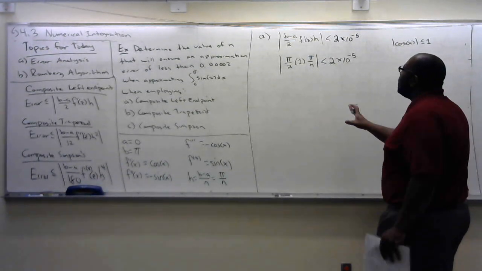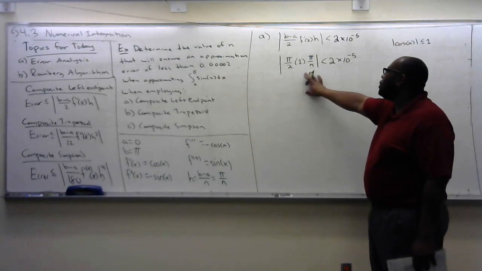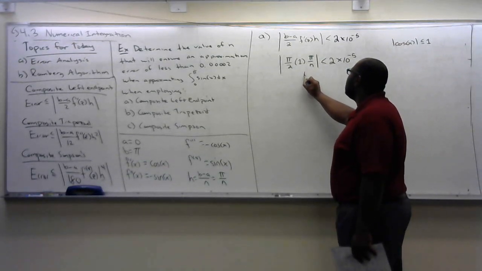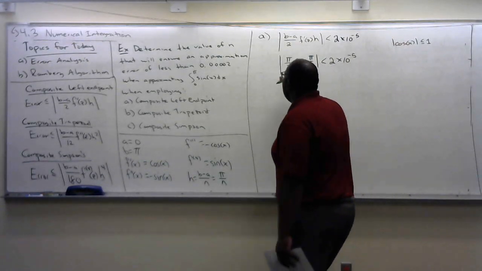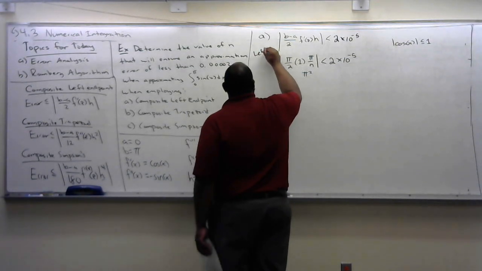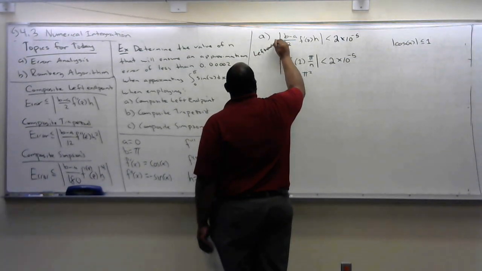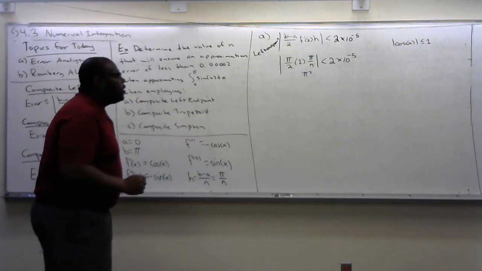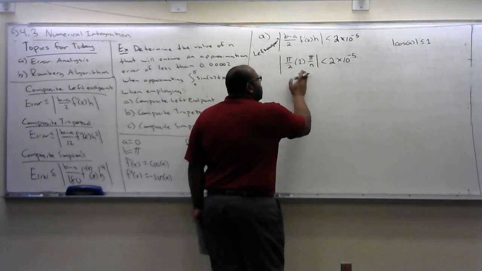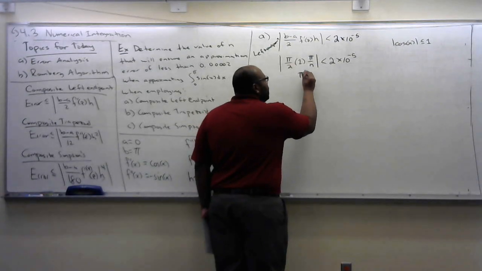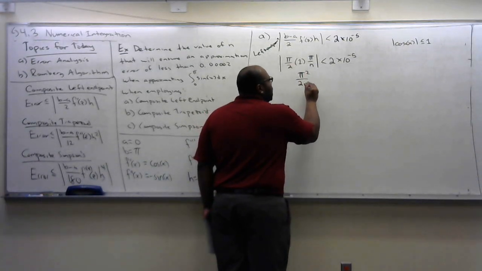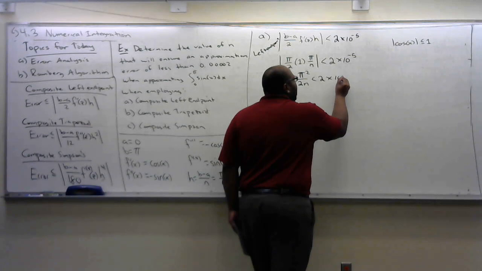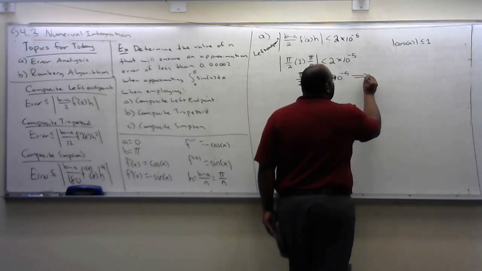Really, I could take this outside of the parentheses, because all of this is positive. So I just need to solve this. It's pi squared, this is for the left equation. So I have pi squared divided by 2n is less than 2 times 10 to the negative 5. And then I just solve for n.